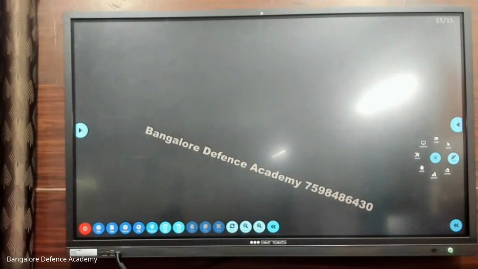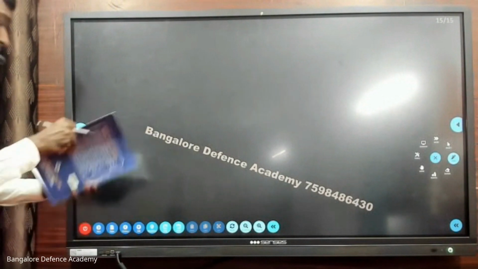What is volume of cube? Side cube. What is volume of cuboid? Length into breadth into height. Okay, what is total surface area of cube? 6 into side square. Total surface area of cuboid.